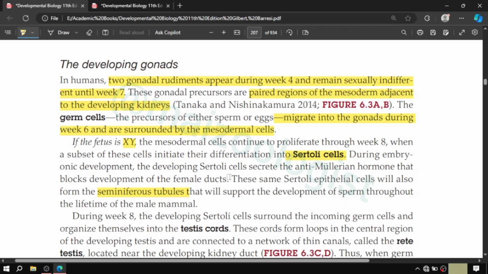We have just taken a look at it in males. This Mullerian duct is going to degenerate, and how is it going to degenerate? Well, in simple terms, it is because of the effect of these developing Sertoli cells that secrete anti-Mullerian hormone, and this anti-Mullerian hormone is involved in the degeneration of the Mullerian duct in male mammals.